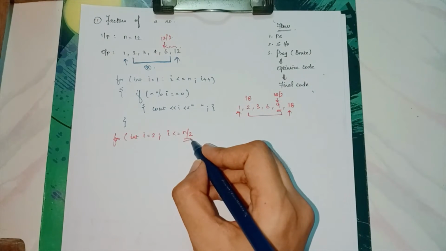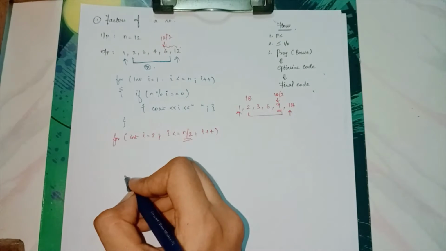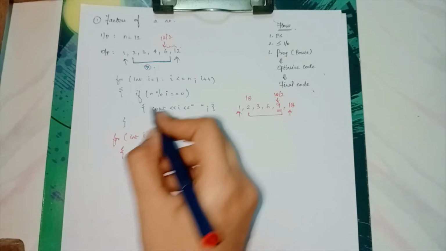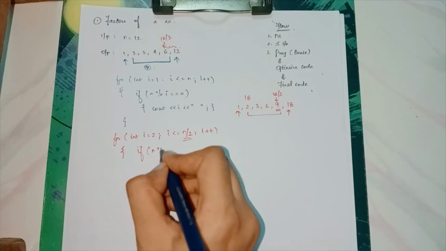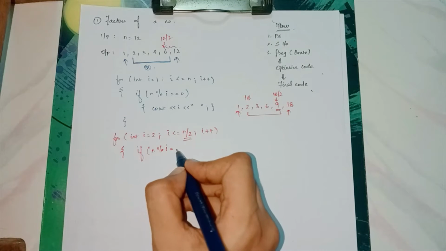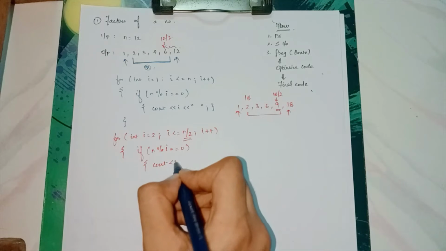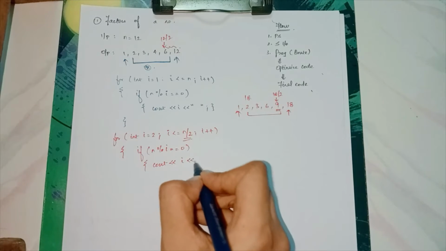That's why I'm giving it as I less than or equal to n by 2 and then I plus plus. Now same thing, if n mod I is 0, if anything between 2 till n by 2 is divisible, then yes, it becomes a factor of my number, right? So cout I. That's it.